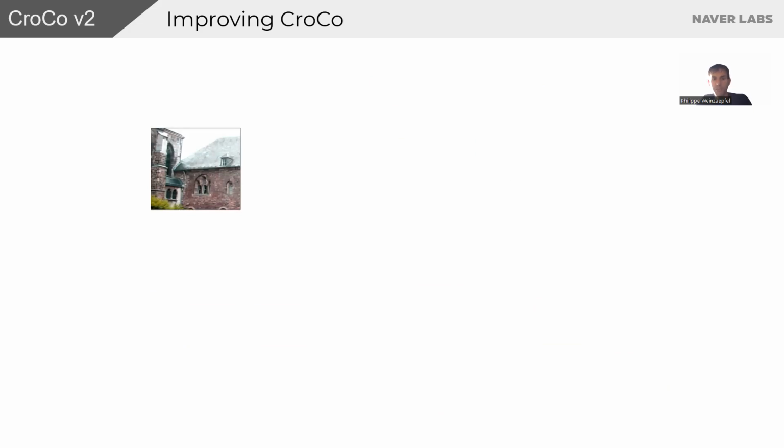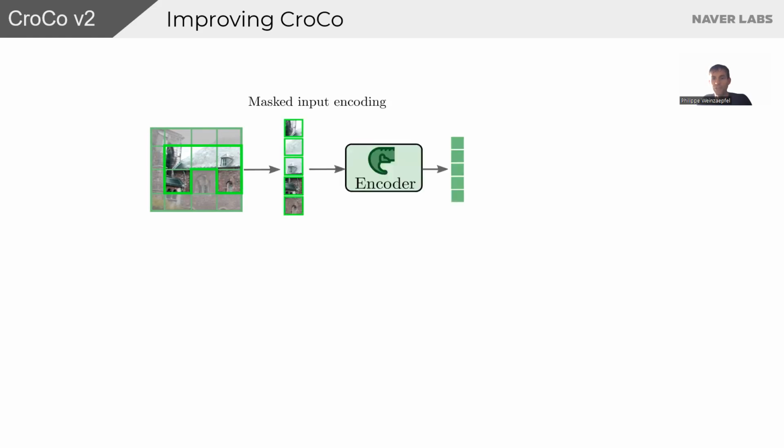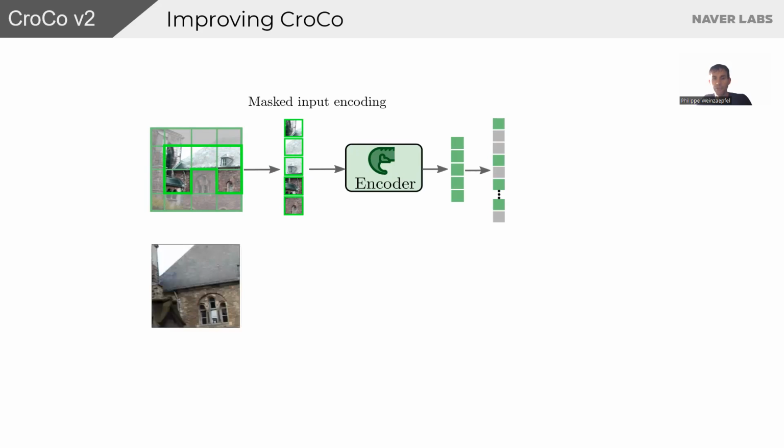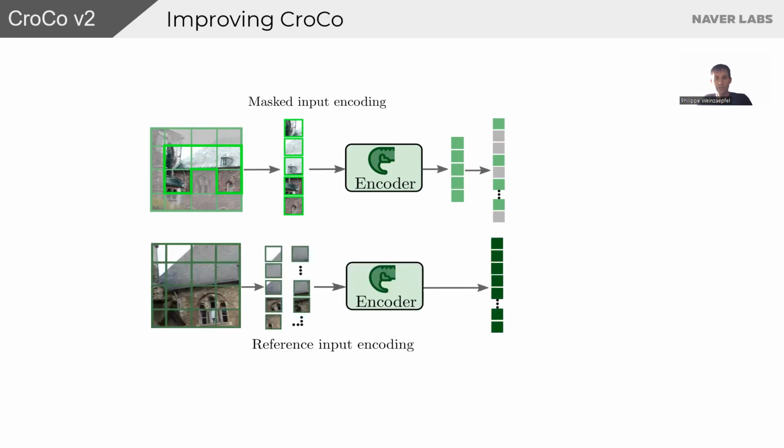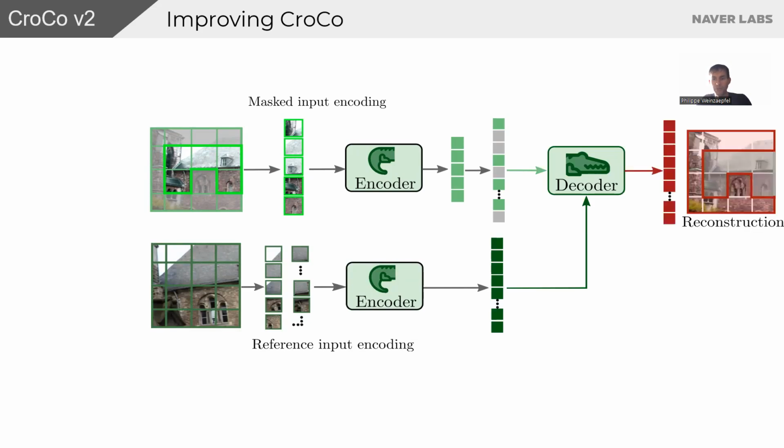Let me first provide an overview of CroCo during pre-training. The first image is split into non-overlapping patches, and a high ratio of them are masked. The visible patches are encoded into a latent representation with a ViT encoder, and then padded with mask tokens to account for the hidden patches. The same encoder is used on patches from the reference image. A decoder then receives the encoded tokens from both images and uses them to reconstruct the masked part of the first image. In practice, the decoder is composed of blocks that alternate between self-attention and cross-attention.